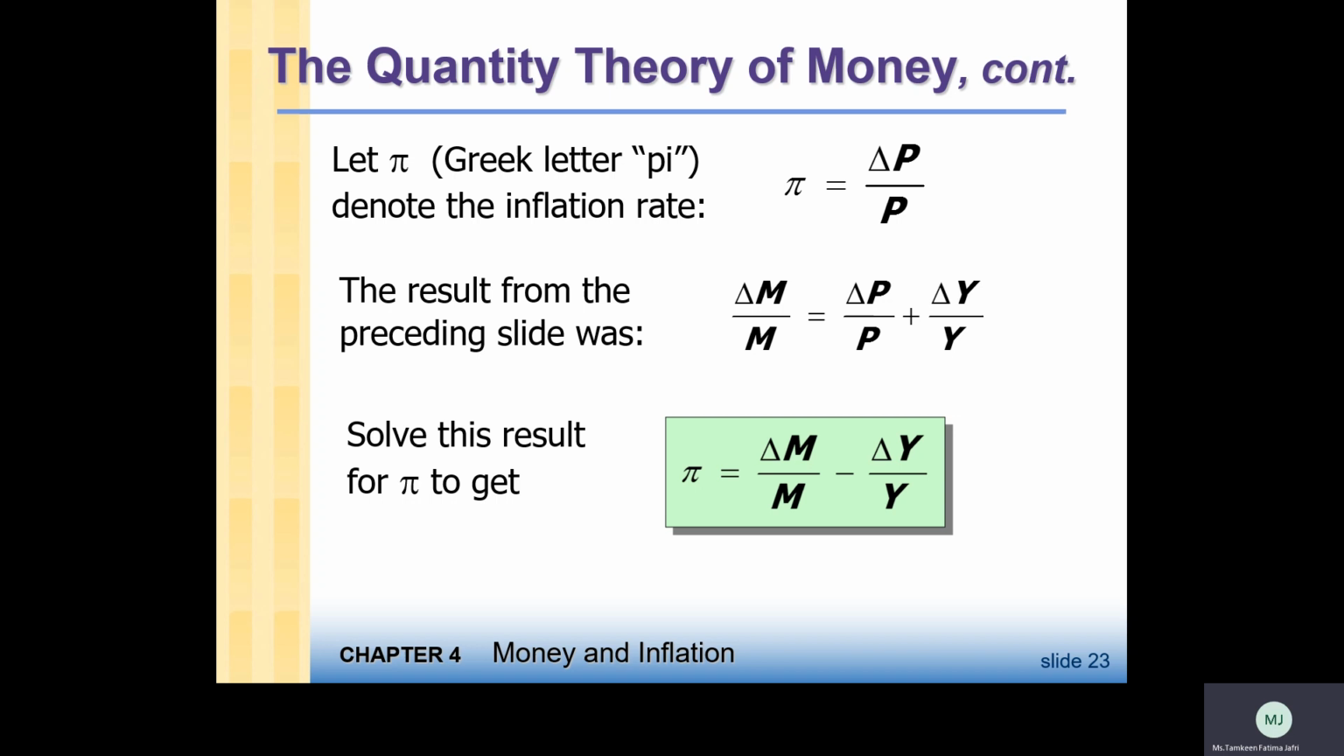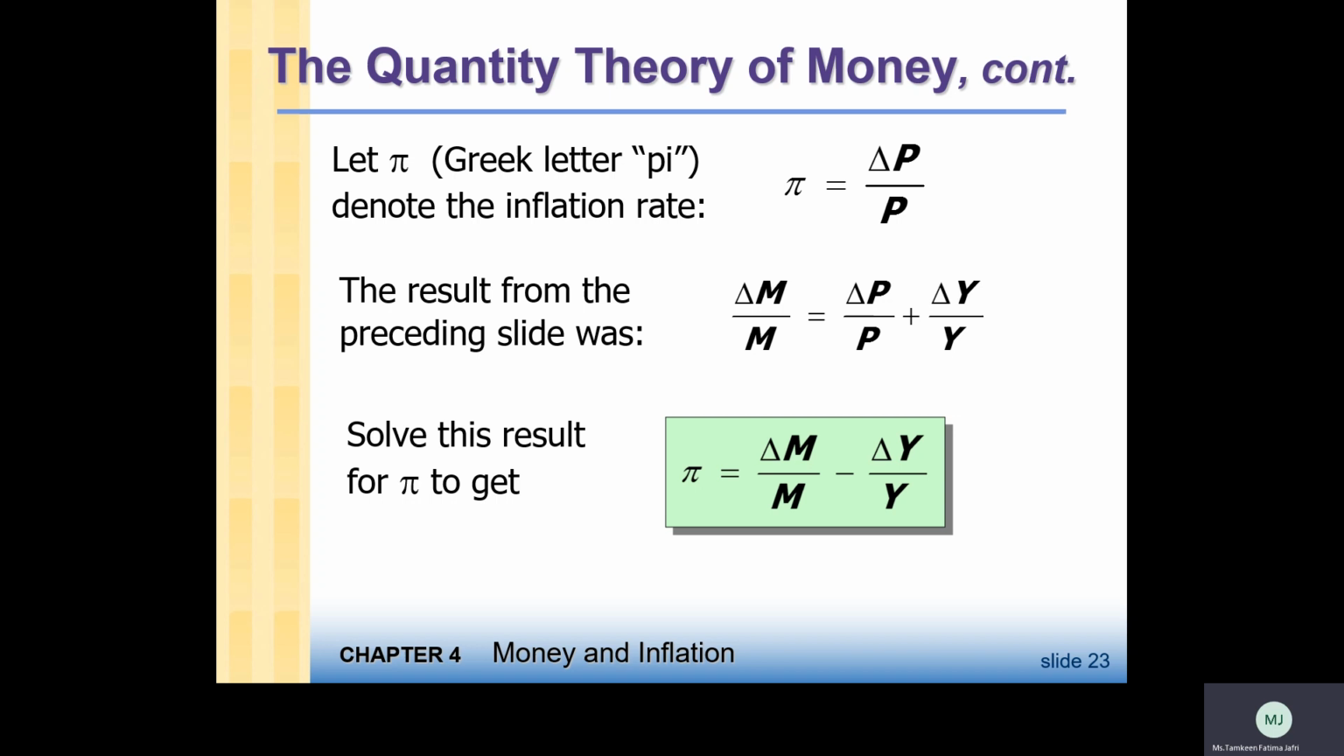Now, previously, I also made the assumption upfront that the percentage change in output is constant because the production function is constant. If that is the case, the percentage change in y over y falls out of the equation, and my quantity theory simplifies to the relationship where money supply has a one-to-one relationship with inflation. So if money supply is increasing by 10%, inflation is also going to increase by 10%.